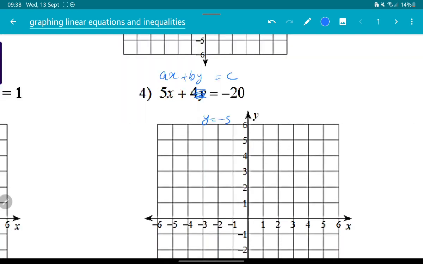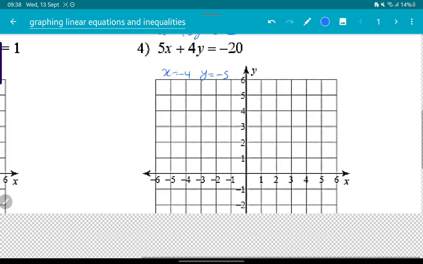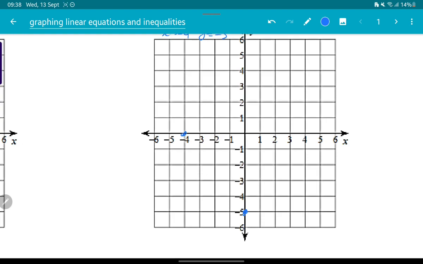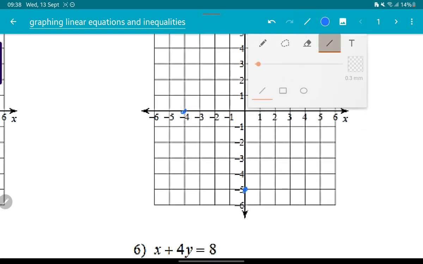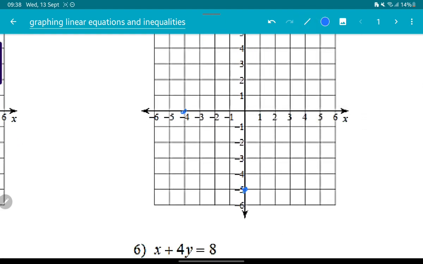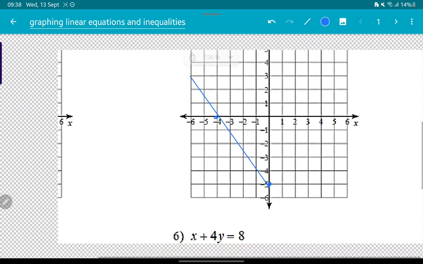When you cancel y, 5x will be -20, so x will be -4. Now you have also the x-intercept. When you connect these 2 points, this will be your graph.